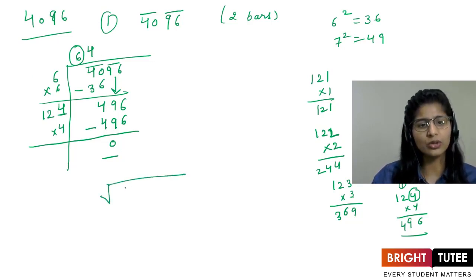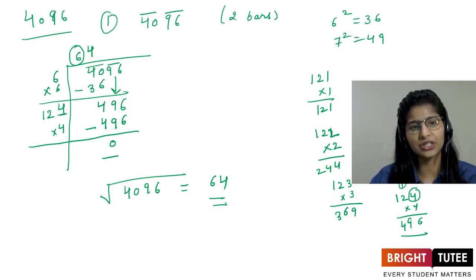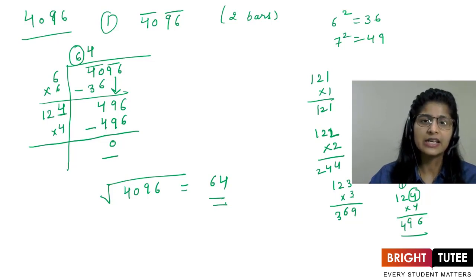Here also we have now, what is the question that we are getting? 64. So square root of 4096 is equal to 64. This is how we are going to find square root using long division method. Clear? So what we will do, we'll do a lot of practice questions based on the same concept, right?